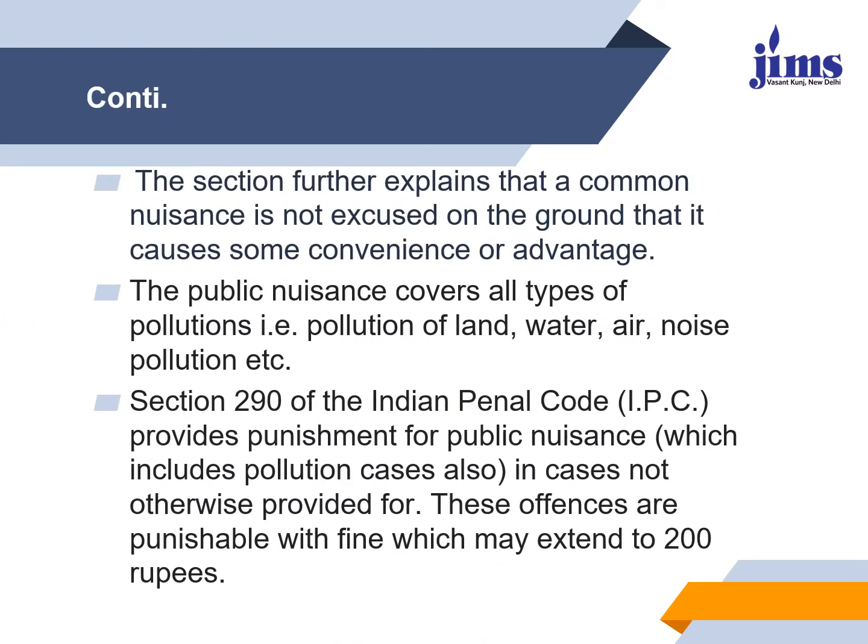The section further explains that a common nuisance is not excused on the ground that it causes some convenience or advantage. The public nuisance covers all types of pollution, that is pollution of land, pollution of water, pollution of air, noise pollution, etc. Section 290 of the Indian Penal Code provides punishment for public nuisance, which includes pollution cases also, in cases not otherwise provided for. These offences are punishable with fine which may extend to 200 rupees.